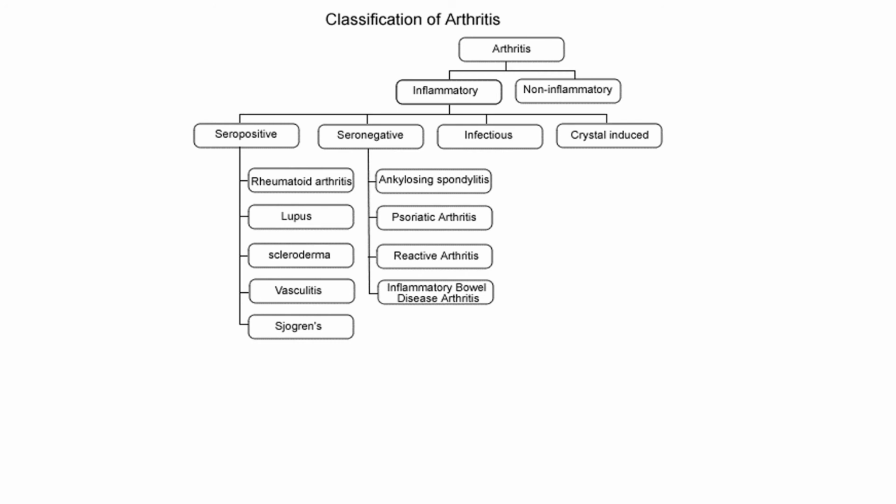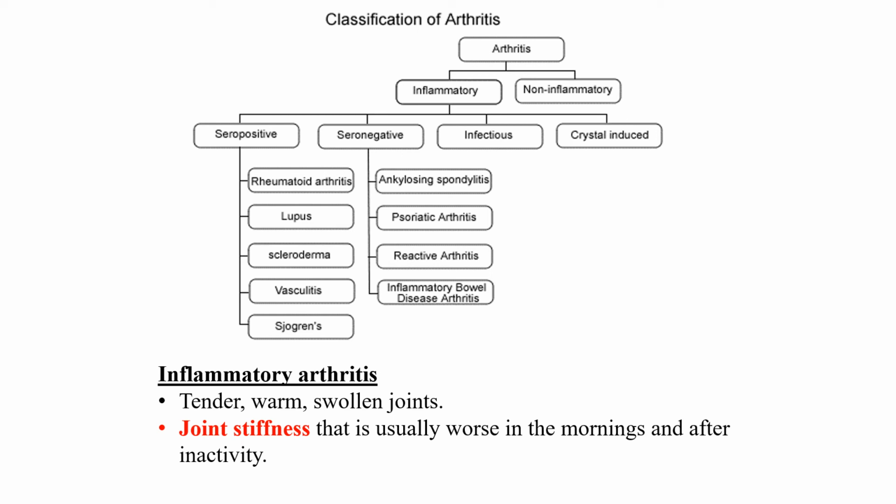Arthritis, as I discussed earlier, is broadly divided into inflammatory and non-inflammatory arthritis. Now, when do you say it is inflammatory arthritis? Inflammatory arthritis is associated with joint stiffness that is usually for a period of more than 1 hour in the morning, and the stiffness decreases with the activity of the joint. And when you examine them, the joints are tender, warm, and swollen. The patient might have systemic symptoms suggestive of inflammation such as fatigue, fever, and loss of appetite.